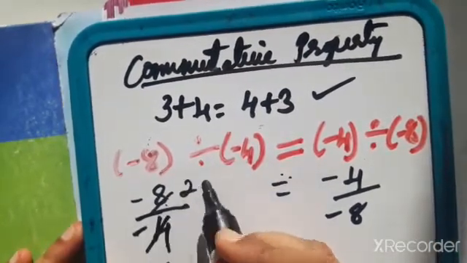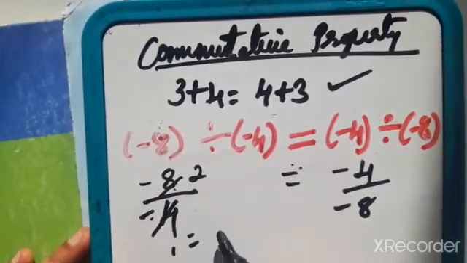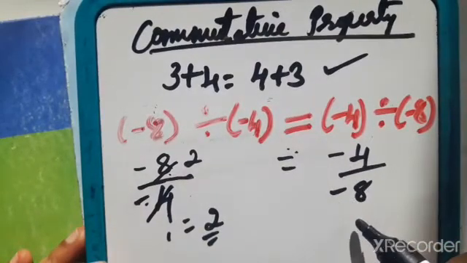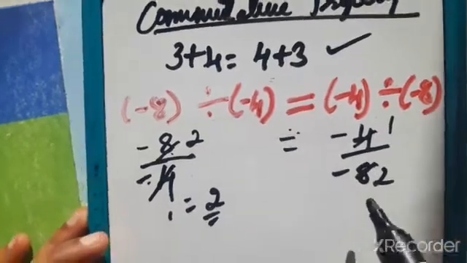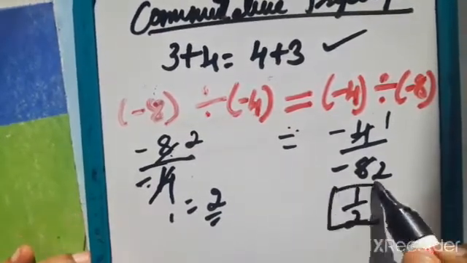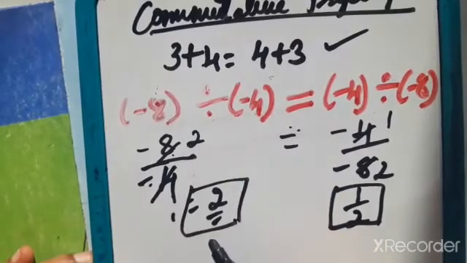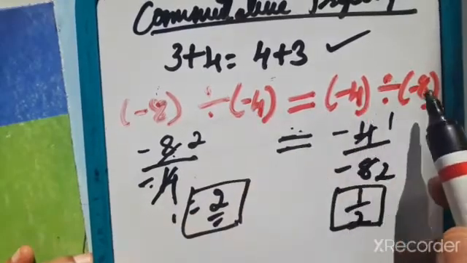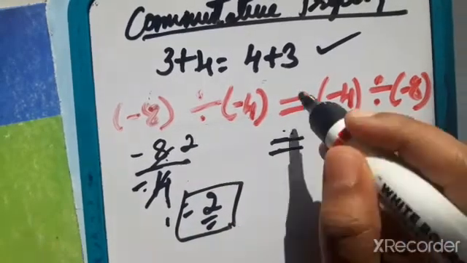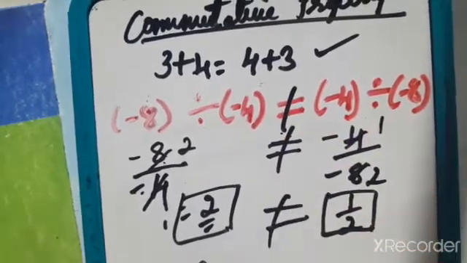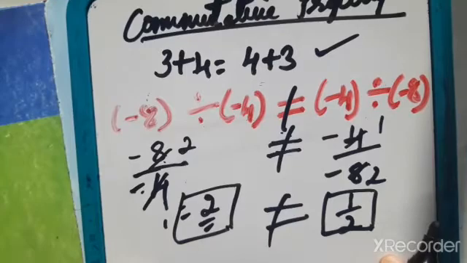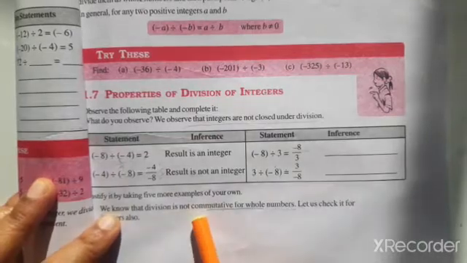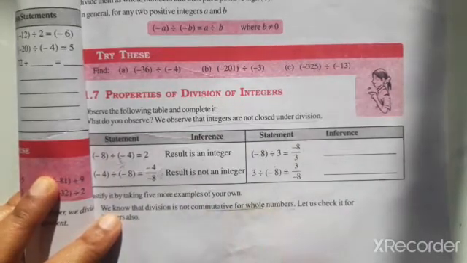4 ones are 4, 4 twos are 8, and minus divided by minus means positive. Same symbol, positive. Here the answer is 1 by 2, and here the answer is just 2. So is minus 8 divided by minus 4 equal to minus 4 divided by minus 8? No, it does not equal, because on the right side we got 2 as the answer and on the left side 1 by 2. So we can conclude that division is not commutative for whole numbers.